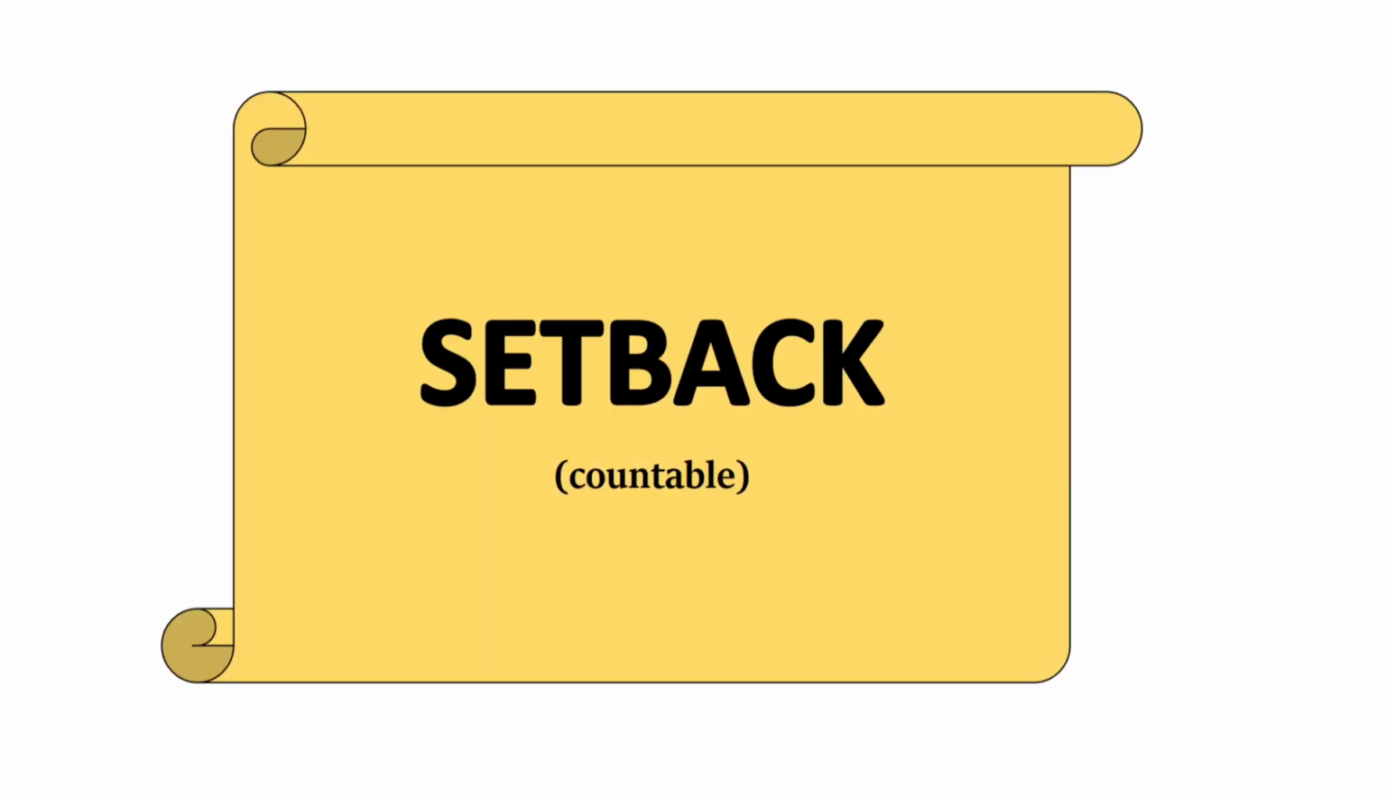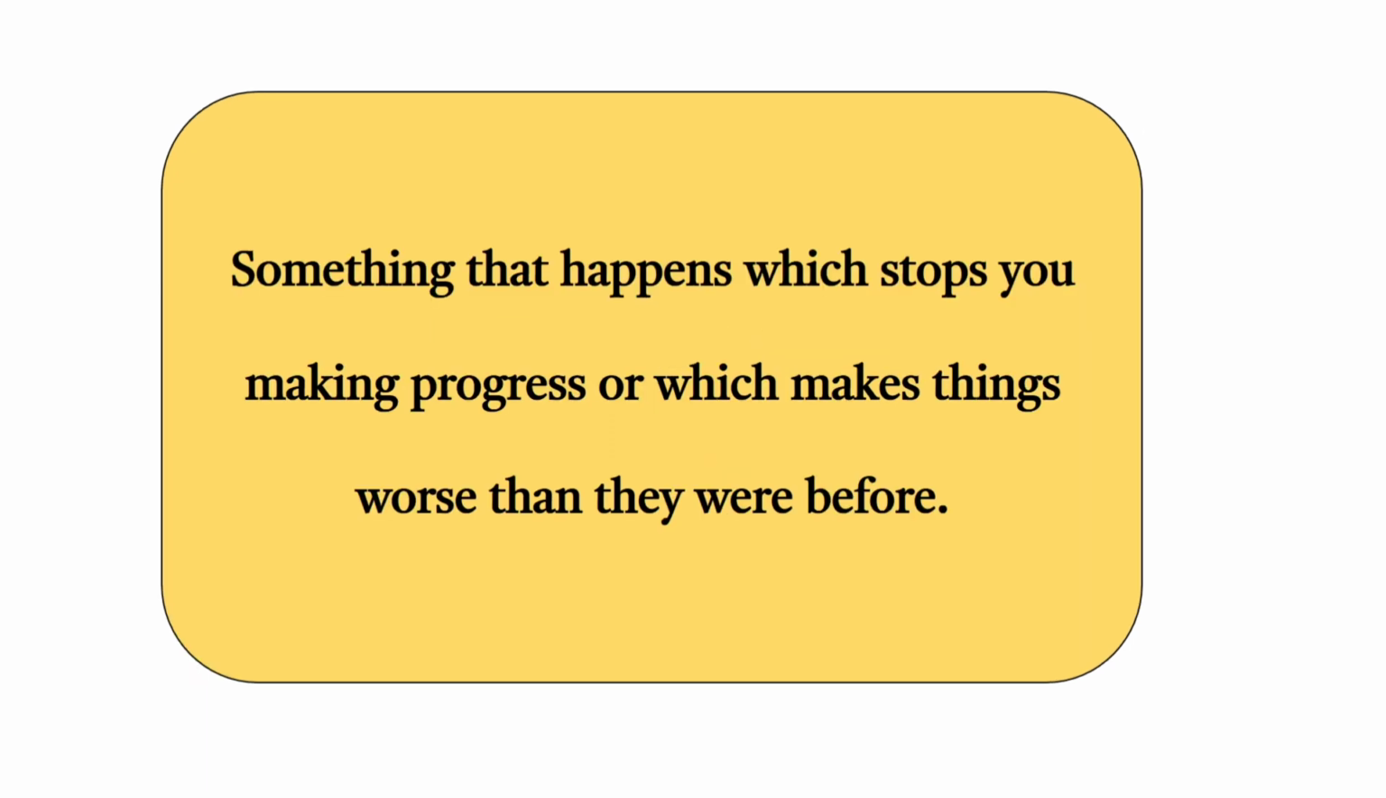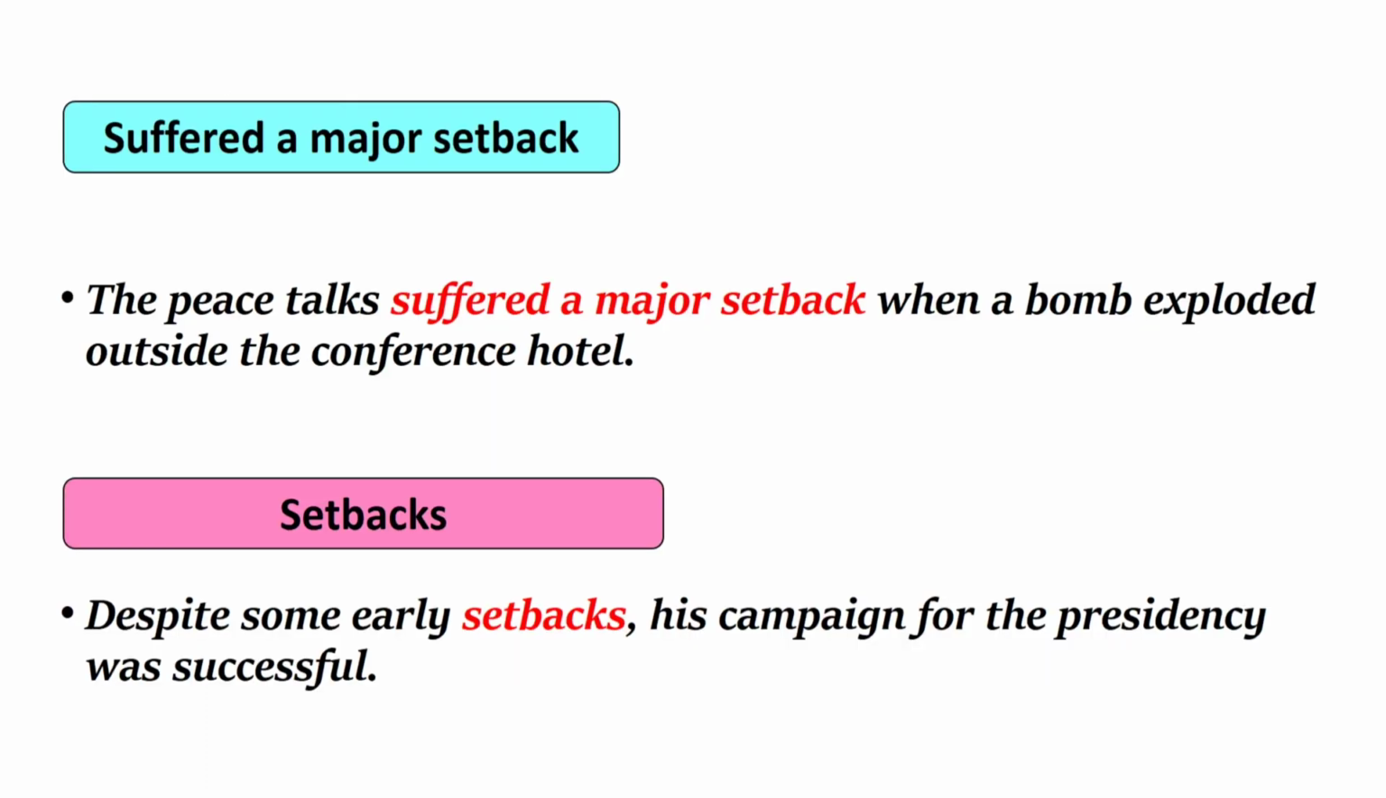The other word is setback. It is a countable noun. Something that happens which stops you making progress or which makes things worse than they were before. Suffered a major setback. The peace talks suffered a major setback when a bomb exploded outside the conference hotel. Setbacks. Despite some early setbacks, his campaign for the presidency was successful.